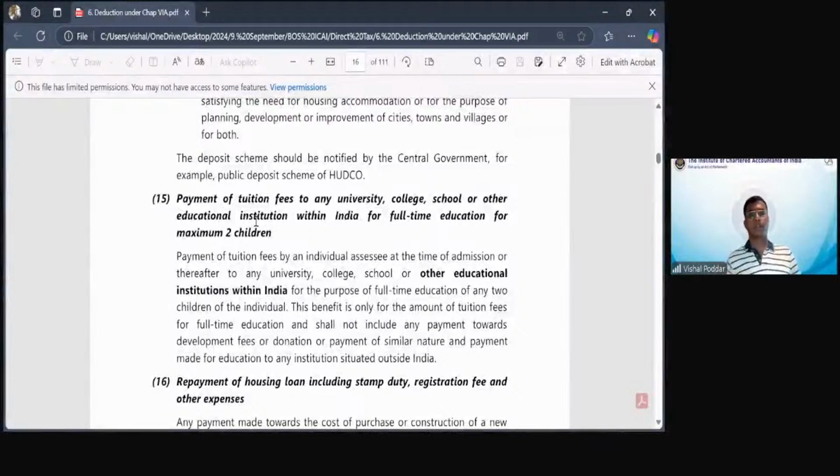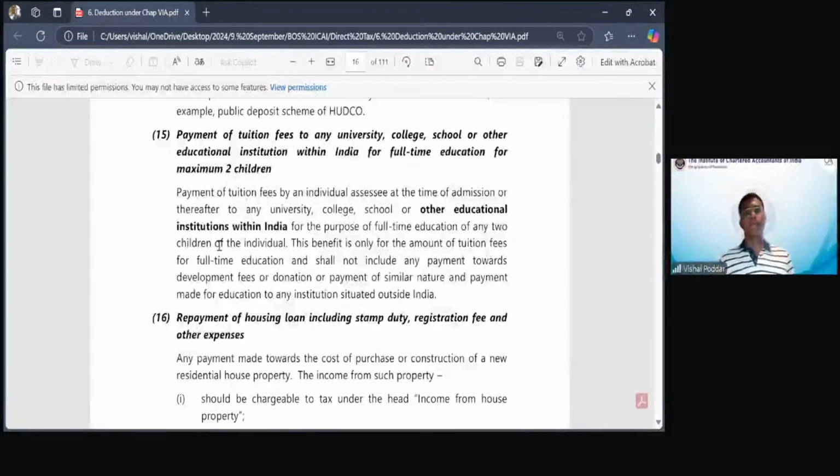Then this is again important. This is where you are given deduction for the school, college or university fee that you are paying for your children. This deduction does not allow deduction for the complete fees that you pay to the school. Out of the fees that you have paid to the school or college, only the component that represents tuition fee is eligible. Conditions are: first, the institution should be within India. Second, it should be for full time. And thirdly, the deduction is allowed only up to fees of 2 children. Correct?